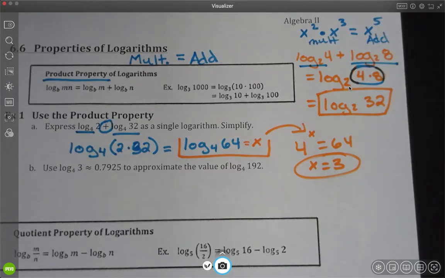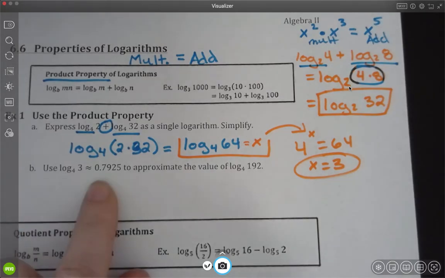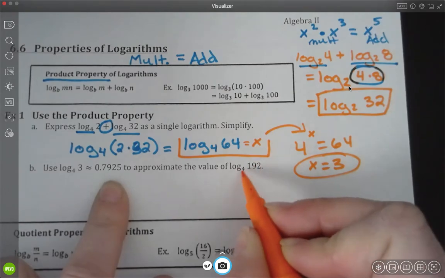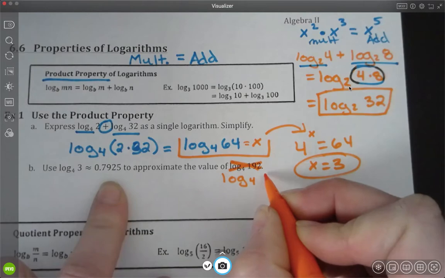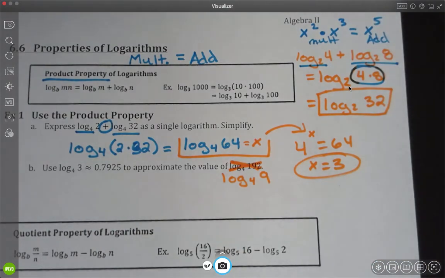Now, they're going to do something else to you in part B, and I'm going to change this guy right here on your notes, please, and make that log base 4 of just 9, not 192. We'll start off with something easier, okay? So in your notes, really quick, change this to log base 4 of 9 instead of 192. Do that really fast, okay? That's what we're solving for.